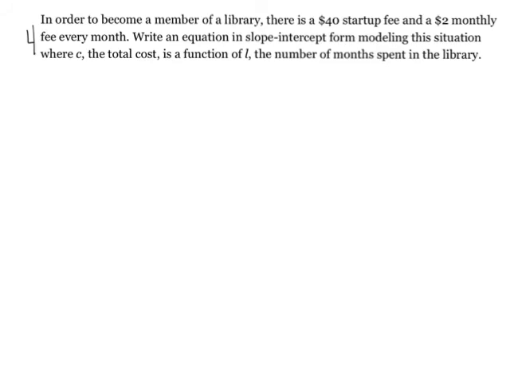All right, number 4. In order to become a member of a library, there is a $40 startup fee and a $2 monthly fee every month. Write an equation in slope-intercept form modeling the situation where C, the total cost, is a function of L, the number of months spent in the library. So go ahead and try that one on your own.